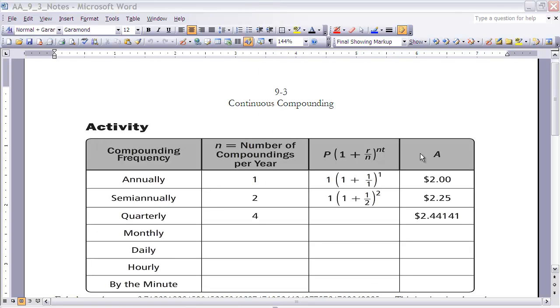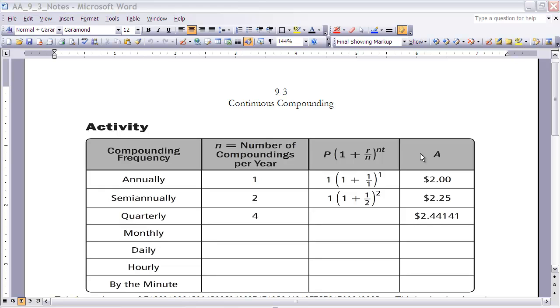Alright, these are the notes for section 9.3, continuous compounding. If you could take a few minutes right now, in your book there's an activity, and I have a place in your notes for you to fill this in. I'd like you to go through and see if you can fill in this chart.